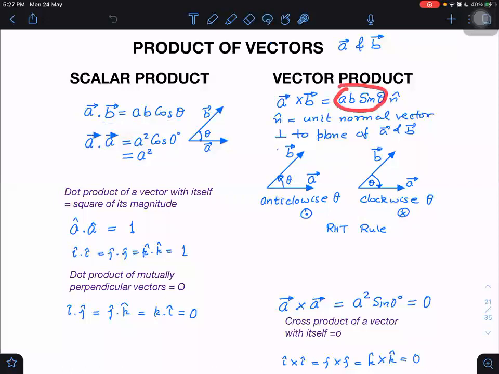Because it is a vector quantity, I have to multiply by a unit vector. How to get the direction of the unit vector? Very simple. If I have a plane area, let us say I give you a horizontal area, then what will be the direction of n cap? It will be perpendicular to the horizontal. What is the meaning of perpendicular to a horizontal area? It will become vertical. So if A and B are horizontal vectors, then n cap will become vertical. It will be perpendicular to the horizontal plane. Is that clear?